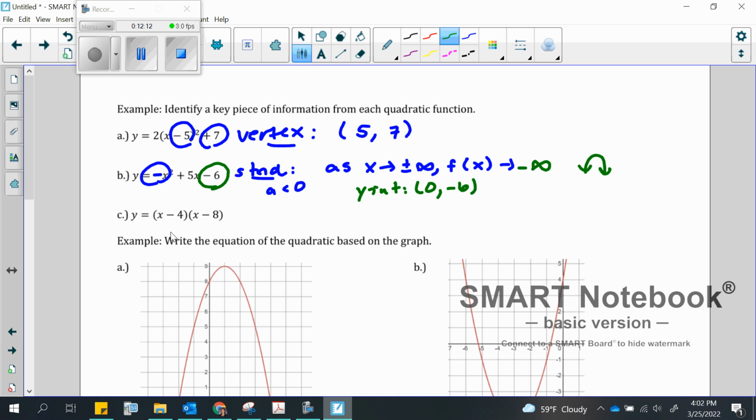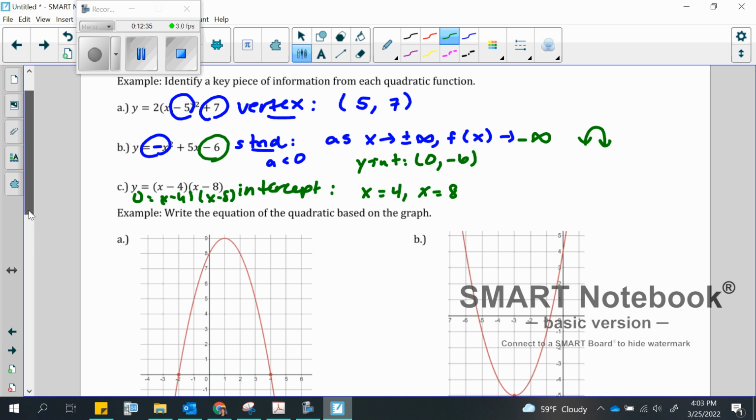And then the last one gives me my x-intercepts. This is intercept form. And my intercepts are, solve it, so set them both equal to 0. So my intercepts would be x equals 4 and x equals 8. So I get different pieces of information from each form that I can write.